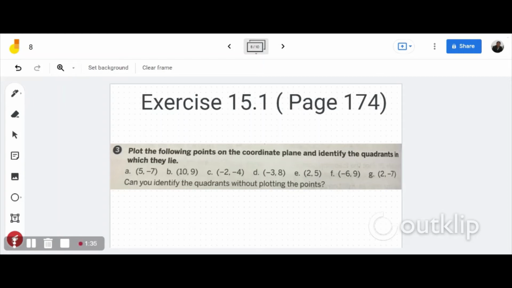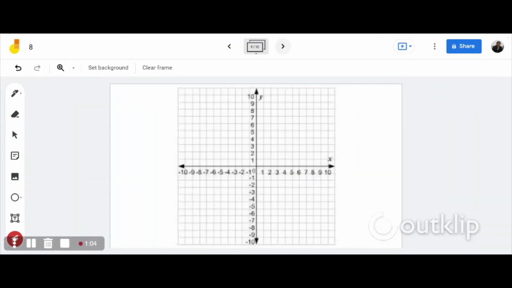See, question number 3A from page number 174, exercise 15.1. They have asked me to plot all these diagrams. No need to take different graph papers. In one particular graph paper, you can take this. So let us take the first one, 5 comma minus 7. See, 5 is x, minus 7 is in the y axis. So I am supposed to plot 5 comma minus 7. I take a graph paper, I take my pen. My 5 is my x and minus 7 is my y.